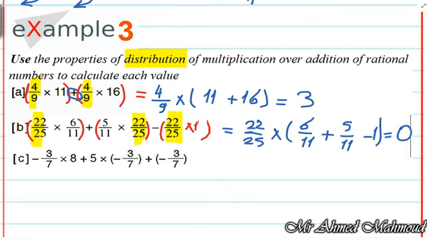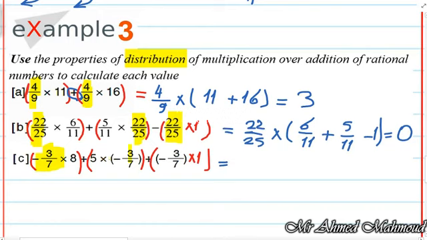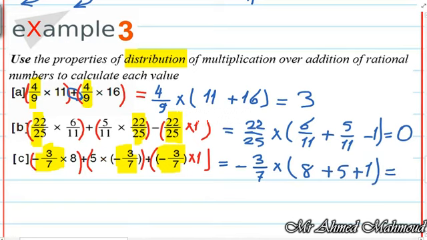Okay, see, we have here negative 3/7 times 8 plus 5 times negative 3/7 plus negative 3/7 times nothing. I'm going to add times 1. Okay, the result will be like this. I'm going to identify the common number, which is negative 3/7. It will be negative 3/7 times, between brackets, 8 plus 5 plus 1. It equals negative 6.